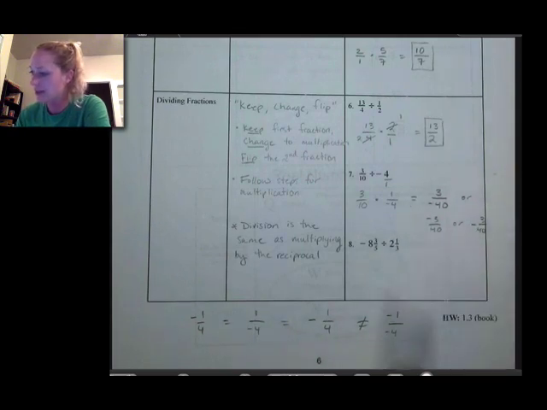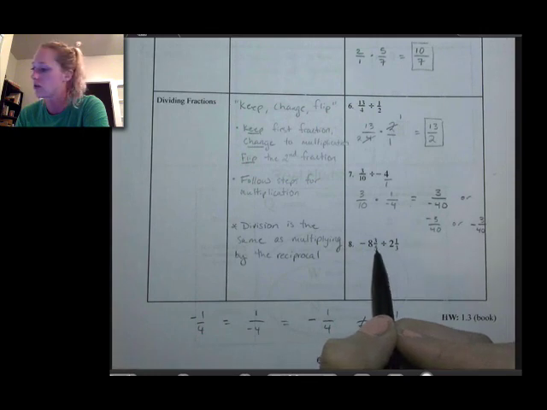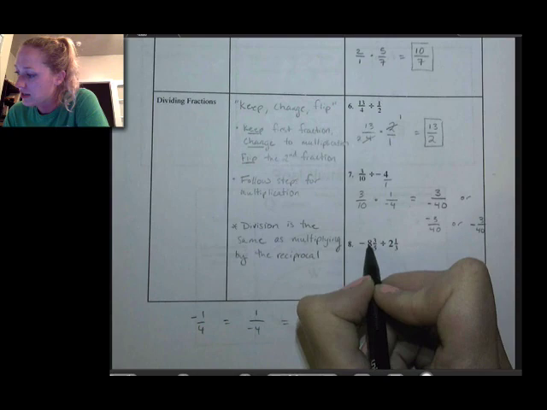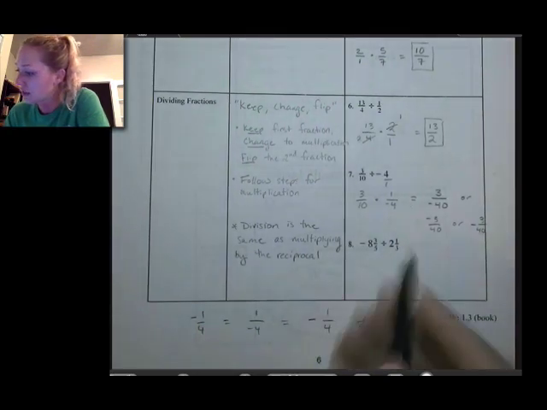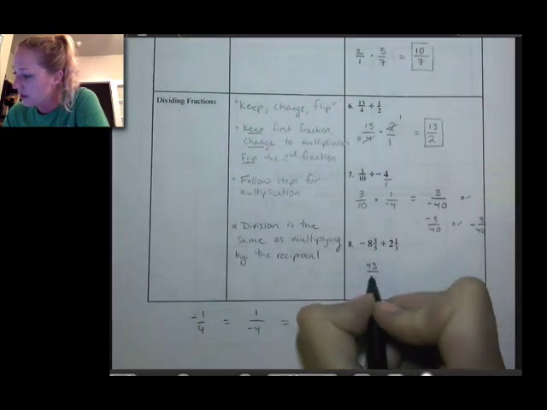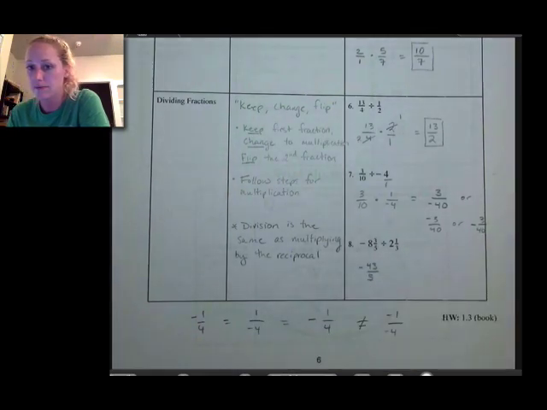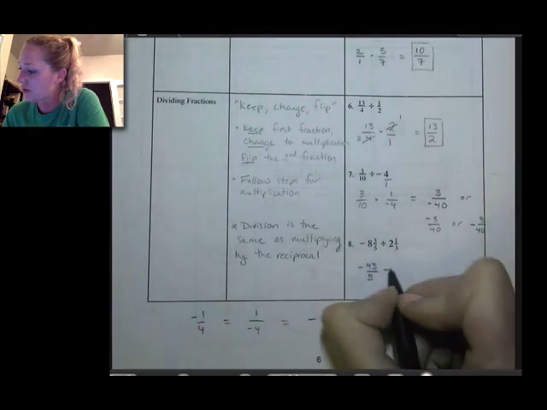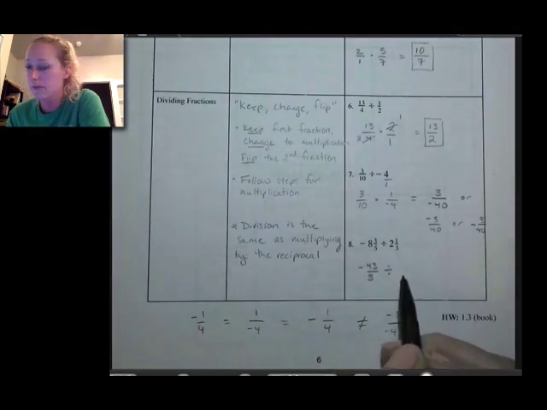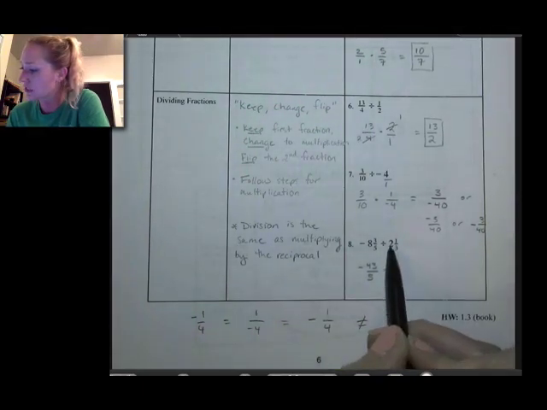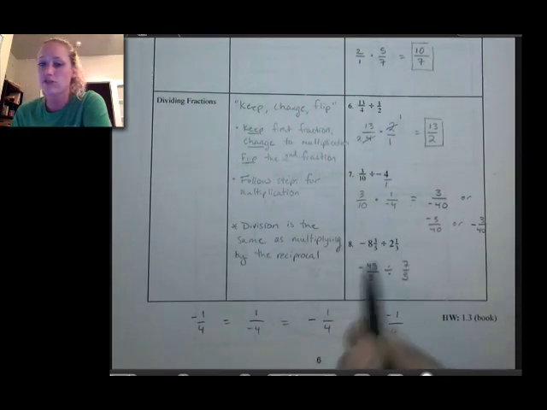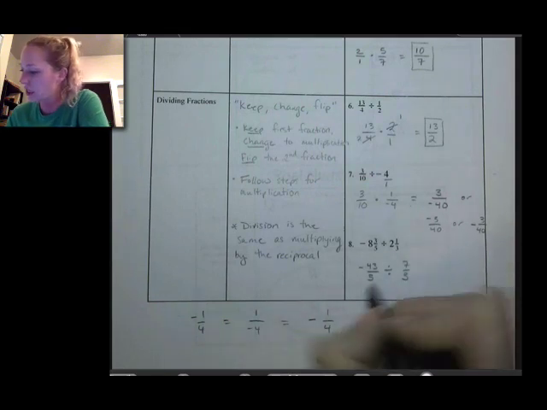Okay, last one is a mixed number example. So remember, before doing any fraction operations, we want to change it to an improper fraction. So 5 times 8 is 40, plus 3 is 43. Keep the denominator, keep the sign. And then I'm just going to write it as division first before we flip it. Okay, so 3 times 2 is 6, plus 1 is 7. Keep the denominator.